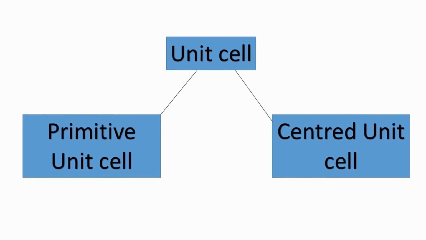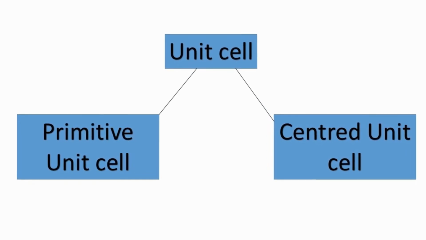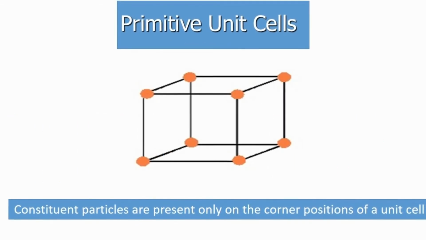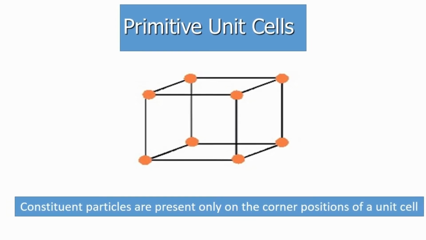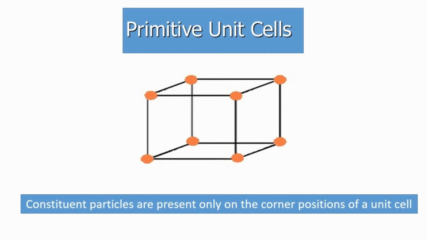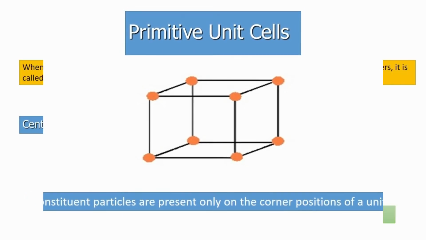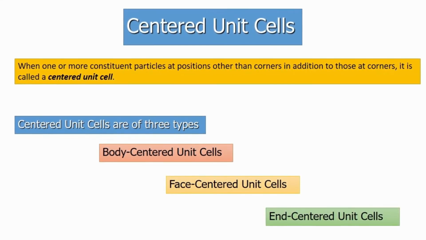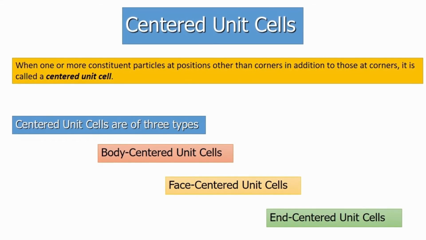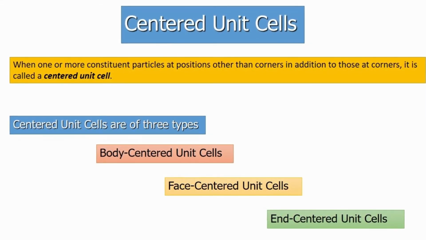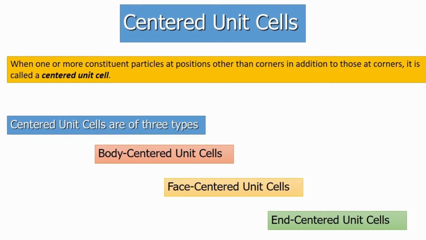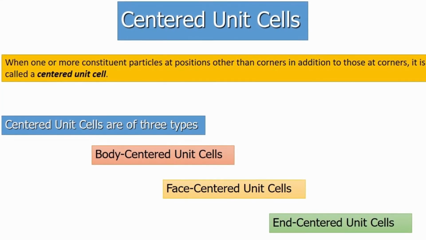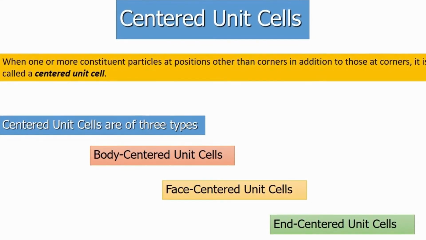Unit cells can be broadly divided into two categories, namely primitive unit cells and centered unit cells. In primitive unit cells, constituent particles are present only at the corner positions of a unit cell. Centered unit cells contain one or more constituent particles present at positions other than corners, in addition to those at corners. Centered unit cells are of three types, namely body-centered unit cells, face-centered unit cells and end-centered unit cells.